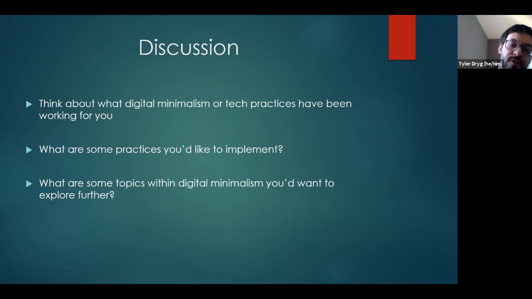just some things for you to think about are which tech practices have been working for you if you've been trying to introduce or implement digital minimalism in your own life. What are some things that you're proud about that have been working for you? What are some things you'd like to implement? And then what are some topics within digital minimalism that you want to learn more about? If you're like, oh, I've been struggling with this aspect of my online life, I want to learn more about how people manage this.